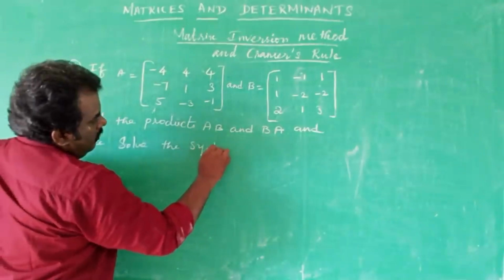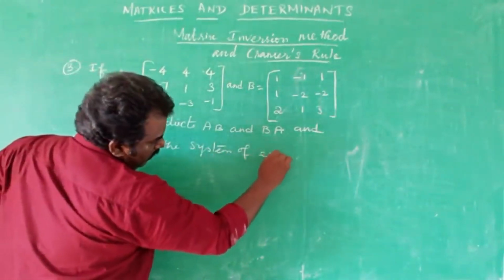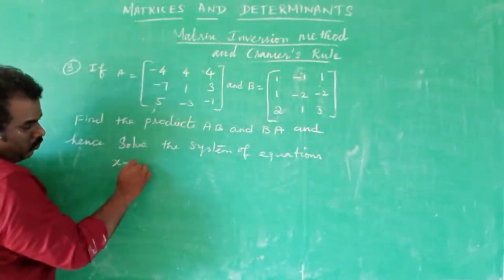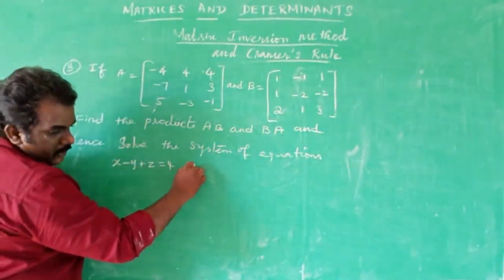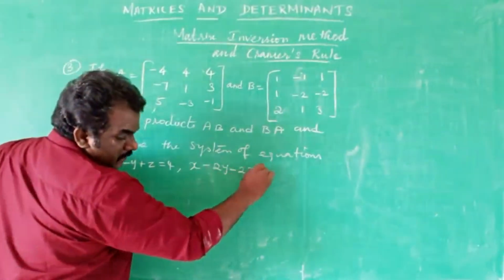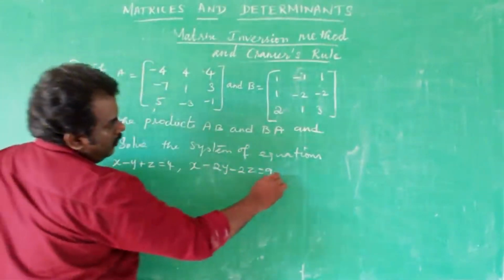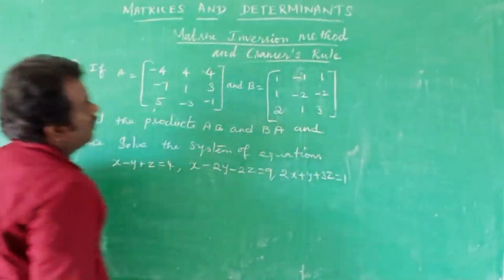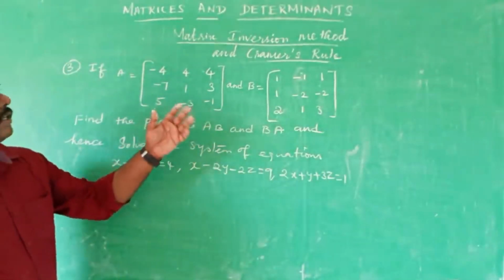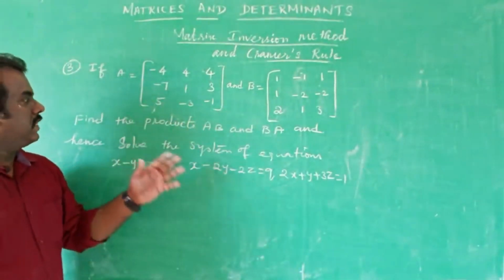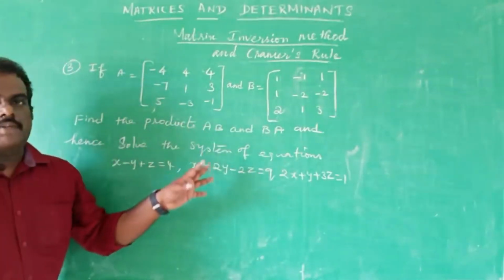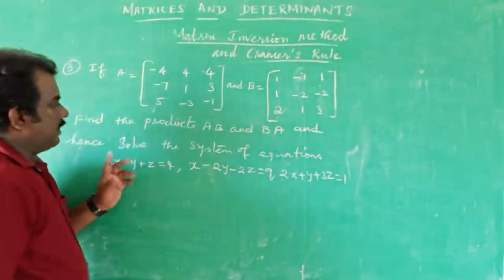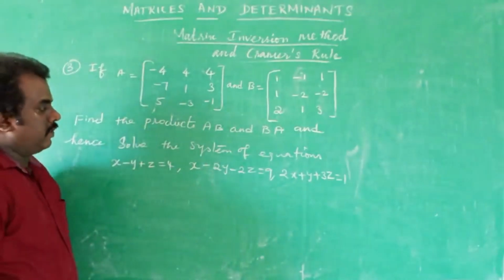Solve the system of equations x minus y plus z is equal to 4, x minus 2y minus 2z is equal to 9, and 2x plus y plus 3z is equal to 1. So what is given? Two matrices are given, one is A, then another one is B. Find the products using the usual row by column multiplication method. Find the products AB and BA, and hence solve the system of equations.